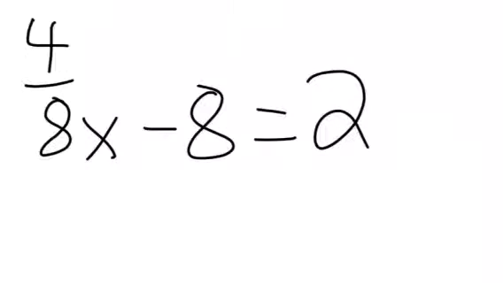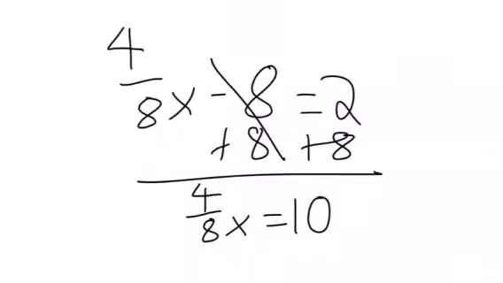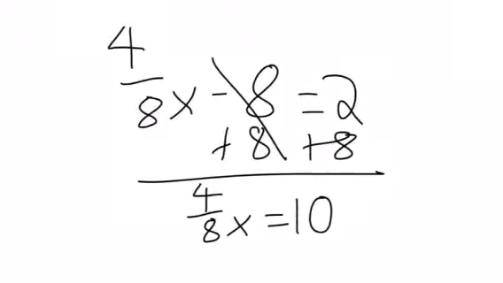Here's our equation: 4/8 x minus 8 equals 2. First we need to decide how to isolate the variable. In order to get x by itself, first we need to get rid of the negative 8 by adding 8 to both sides of the equation. Now we are left with 4/8 x equals 10.